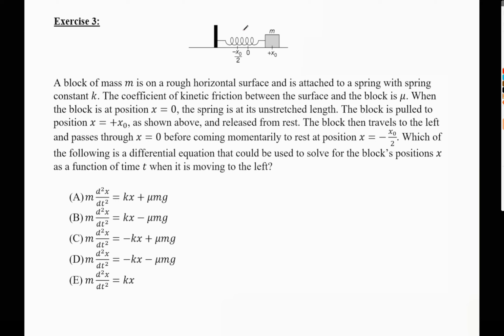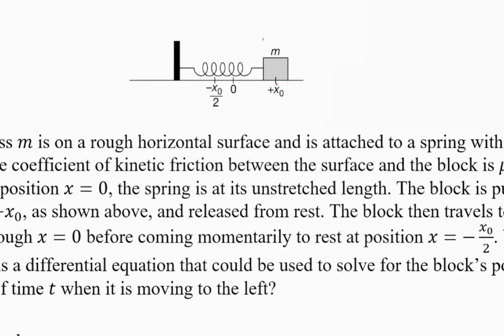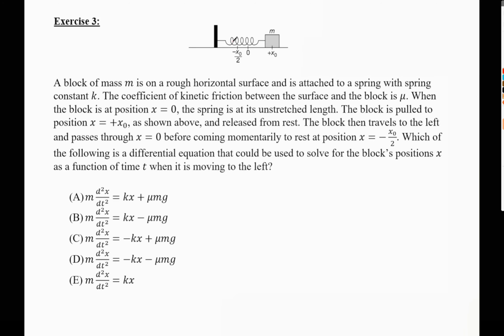So here you notice that initially the amplitude is x0, and it stops and changes direction at minus x0 over 2 simply because we have friction. In the absence of friction, it should perfectly reach the other amplitude, which is minus x0. Which of the following is a differential equation that could be used to solve for the block's position x as a function of time when it's moving to the left?